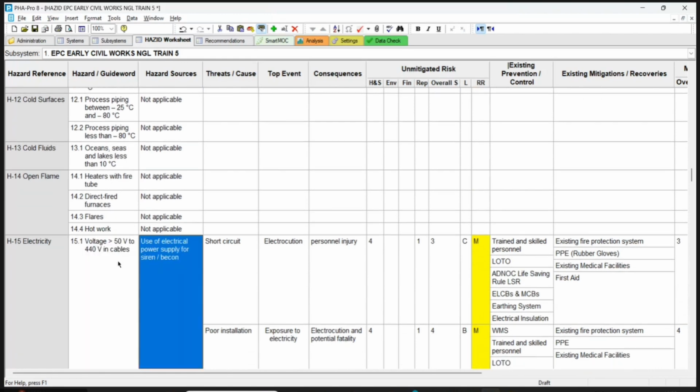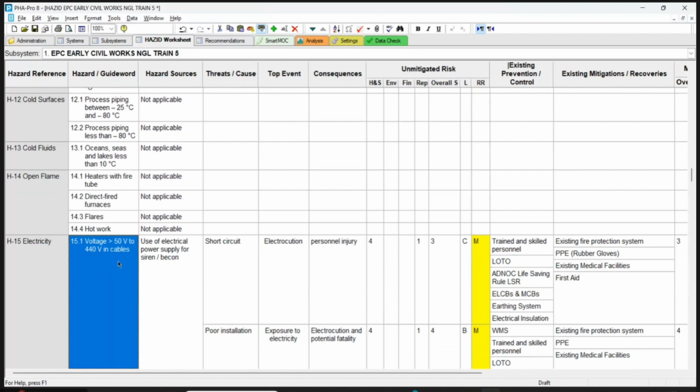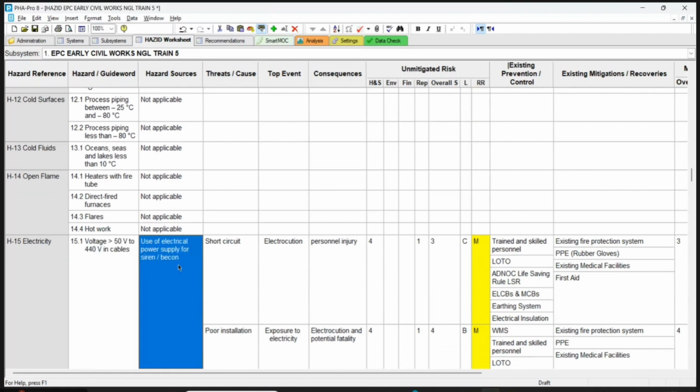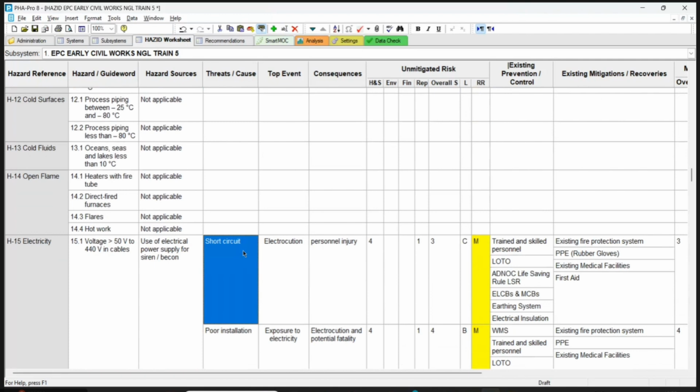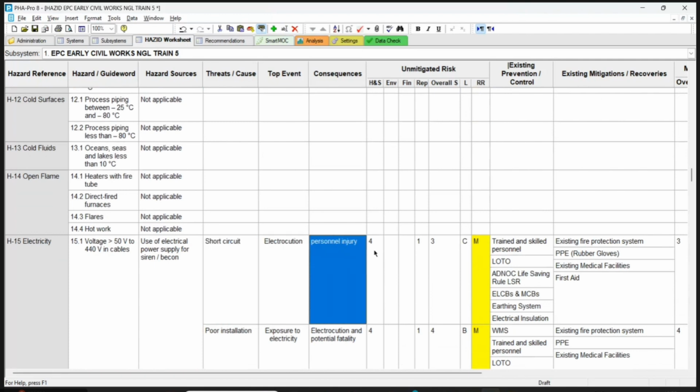Electricity, are you going to use any motorized equipment? 50 to 440 will be there. Cable, because you are going to use. We are using a generator. Yeah, so let us keep it because you are going to use DG. About DG: short circuit, electrocution, personal injury, 4.